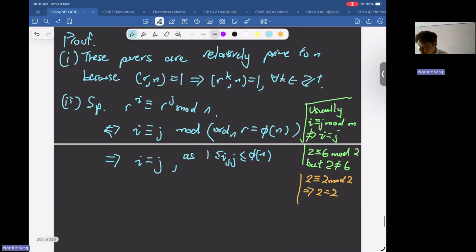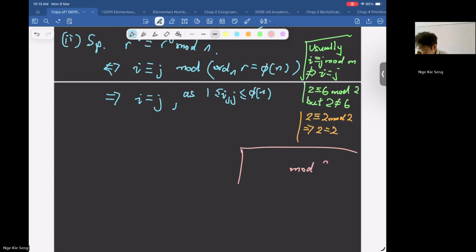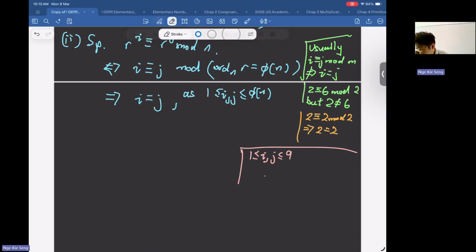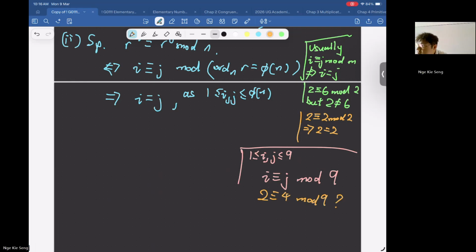So for example, maybe I give you a larger example here. How about mod 9? Then you consider all the i and j between 1 and 9, let's say. You want i congruent to j mod 9. Is it possible that 2 is congruent to 4 mod 9 or not? No, right? So the only possible case is 2 congruent to 2 mod 9. But then this is saying that 2 is equal to 2. Actually, they are equal as numbers. Does it make sense?